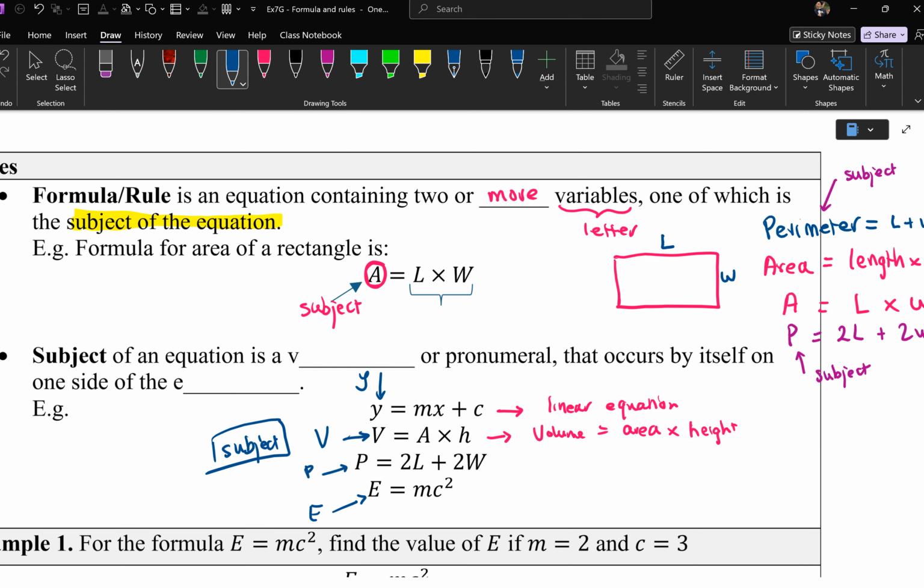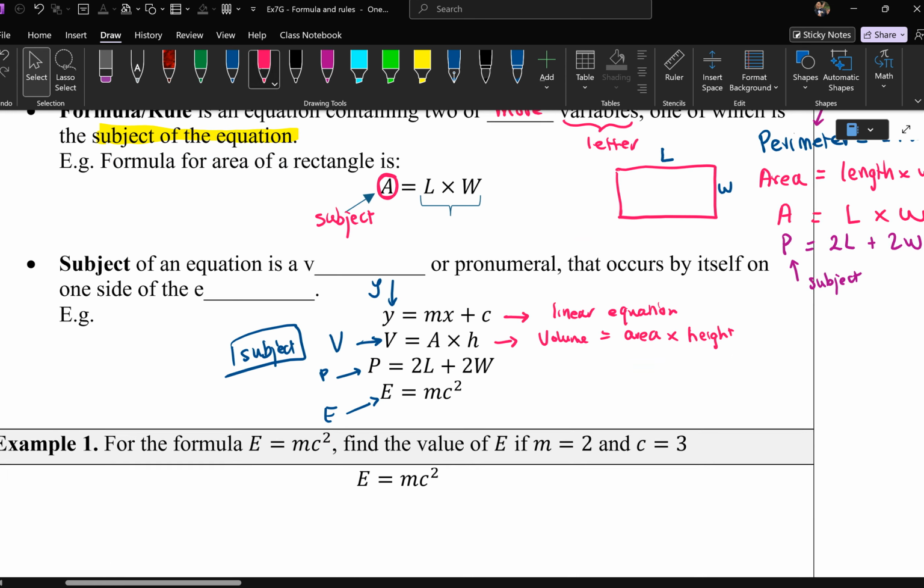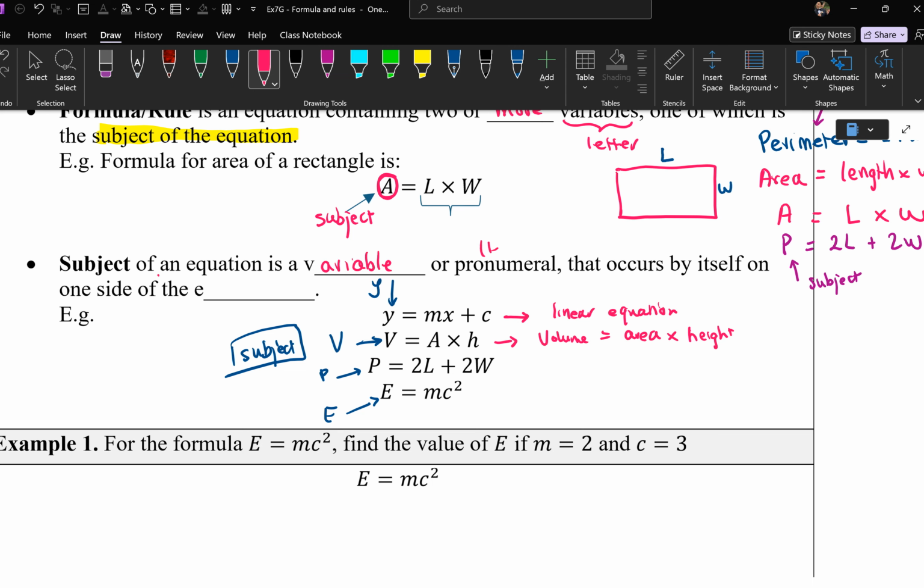Here's an example. Before we do, let's fill in the blanks here. The subject of an equation is a variable or pronumeral, which is a letter, for those who don't know what variable is, that occurs by itself on one side of the equation.